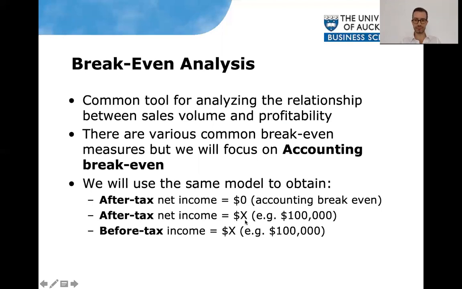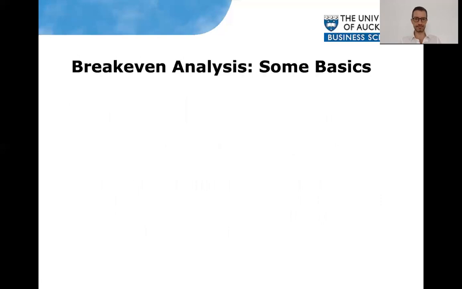But in this case, we don't give it 0, which is the normal accounting break-even. We choose an amount of money. For example, we want to know how many products we need to sell to have after tax net income of $100,000. Okay, so the main one is the first one, and then we have developed 2 more to tell you how many products you need to sell to have a certain amount of income before or after tax. Okay, so the break-even analysis is a tool for analyzing the relationships between sales volume and profitability, and we have 3 types that we can use depending on the information you want to extract.